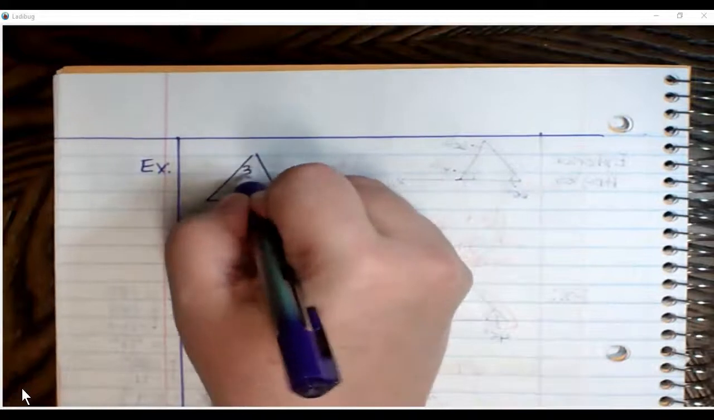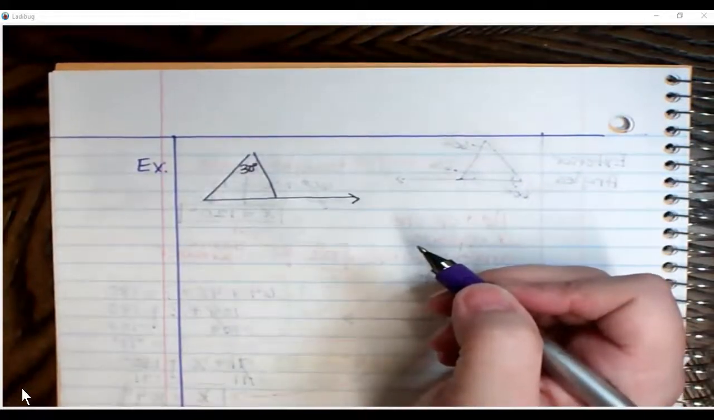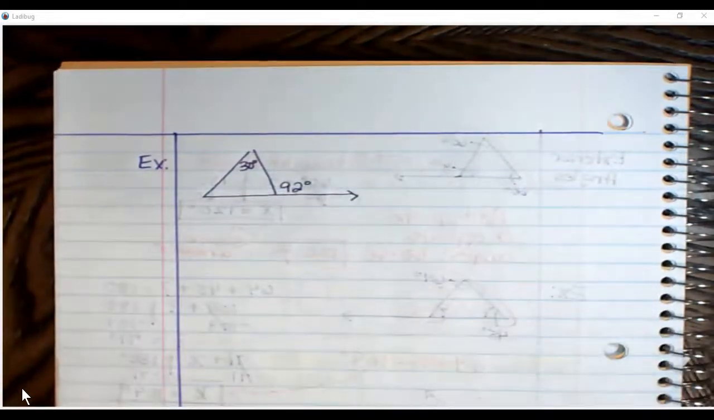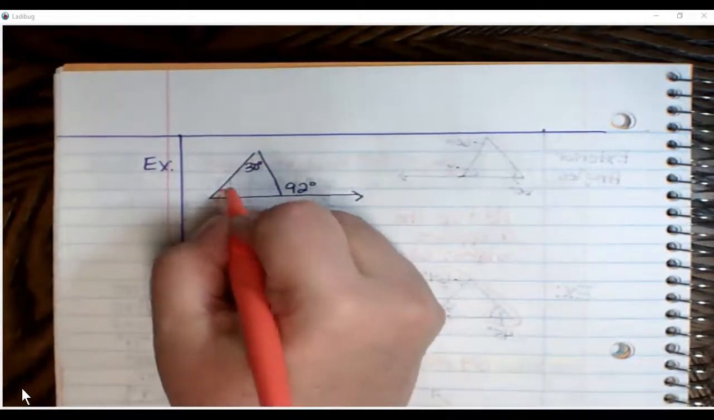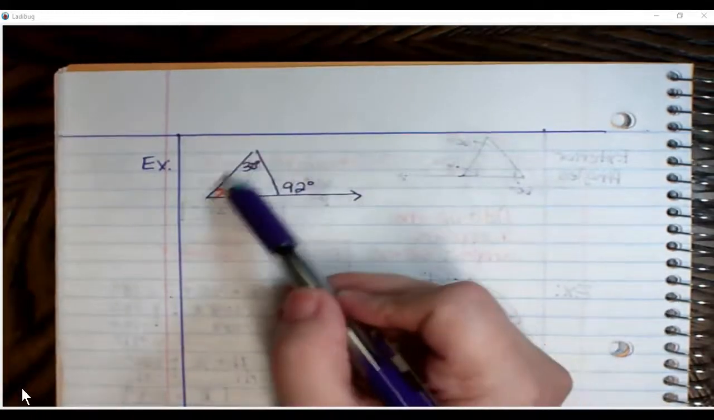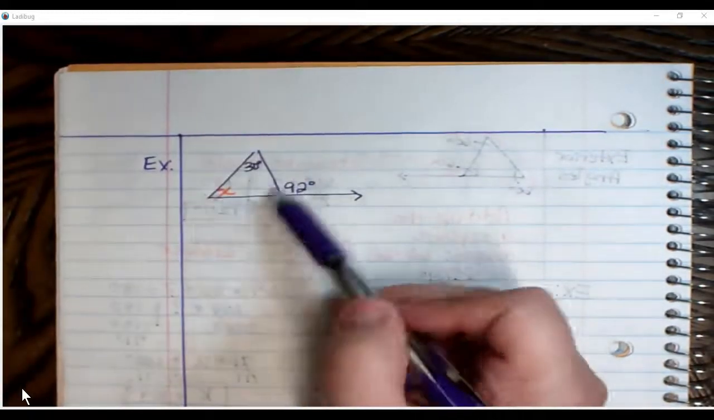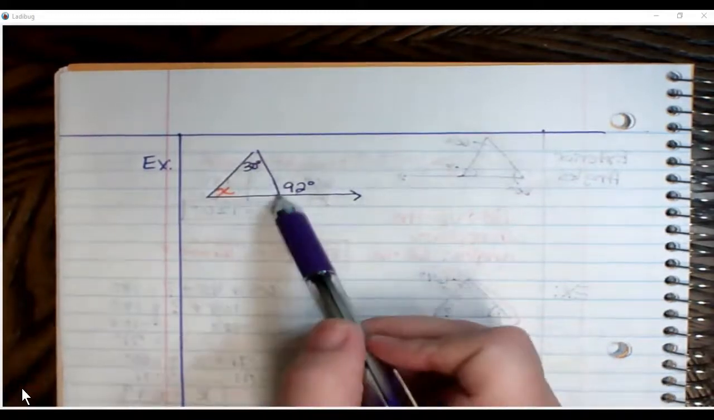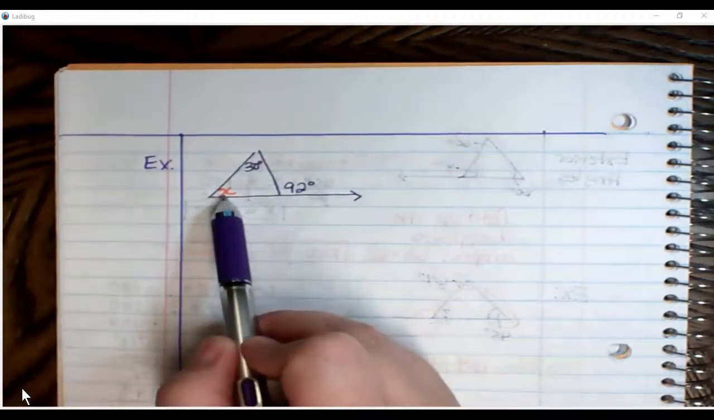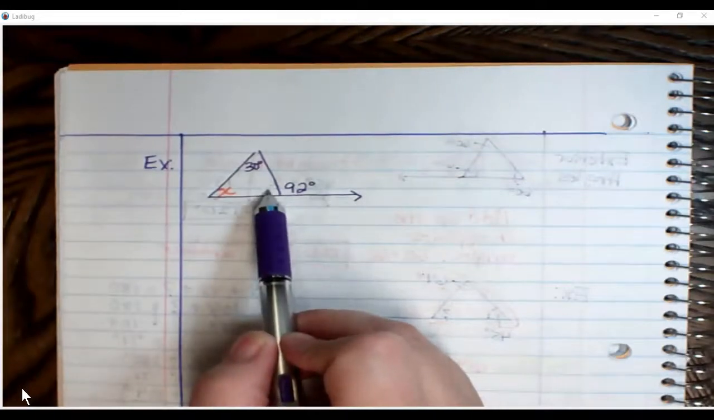I know that this is 30 degrees. I know this is 92 degrees. What is this angle, the value of x? How would we solve that? Think about that. I know that all the angles here have to add up to be 180, but do I have all three angles? No. How could I get this angle? I have to get this angle in order to be able to find our missing value of x. How can I get this angle?